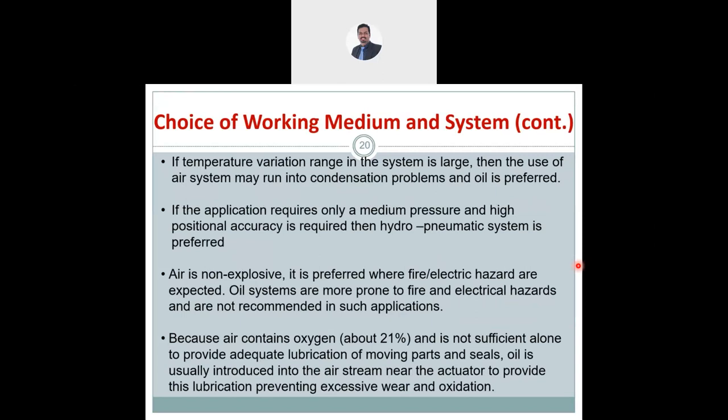If the temperature variation range in the system is large, then using an air system may run into condensation problems, and oil is preferred. Temperature variation range means the temperature of your system always fluctuates, sometimes zero, sometimes 100, sometimes 200. It keeps changing, so you cannot use an air system, because it will cause condensation. Later there will be rust and air bubbles inside your system, and a lot of other problems. So because of this condensation problem, you need to opt for oil.